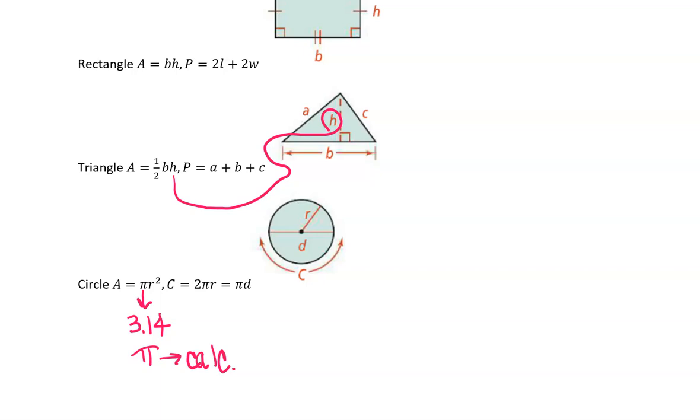Next, radius is halfway across, diameter is all the way across. So diameter is equal to 2 times your radius. That formula is not on the formula sheet. That would be something that you guys should know.